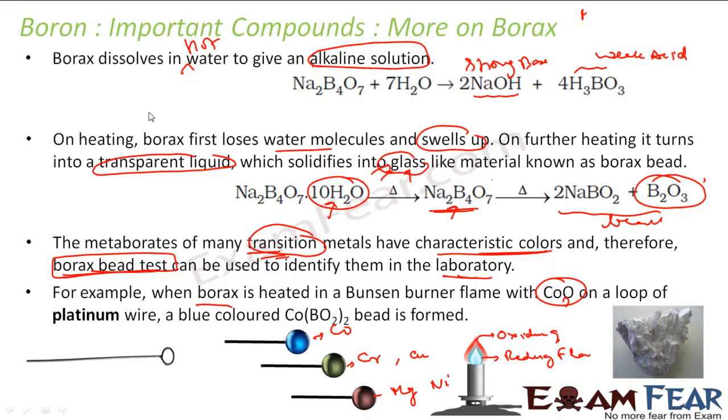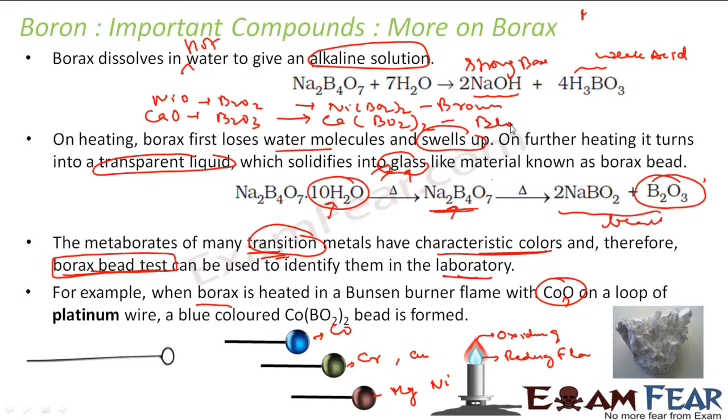So the reaction will be like this. For cobalt, I have CoO and this bead, B2O3. When you heat this, you get Co(BO2)2. This is cobalt metaborate, and it is blue in color. I am talking about the oxidizing flame. For example, nickel: NiO, you add this B2O3, and you get Ni(BO2)2. That is nickel metaborate, and it is brown in color.